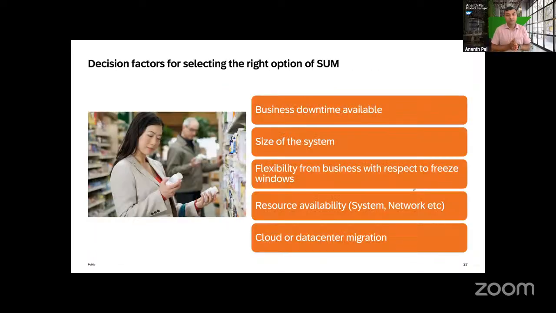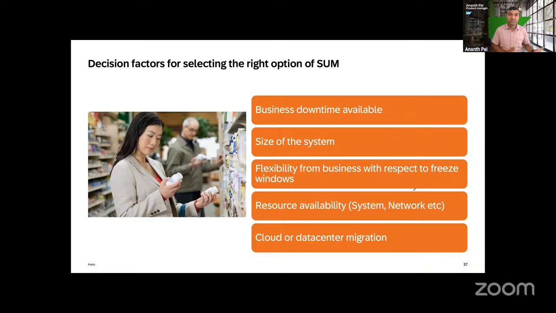Now, we have talked about multiple options. Now, there would be a question that comes to your mind: what are the decision factors on selecting the right option of SUM? The first and foremost is what is the business downtime available for your system, that decides what to choose and what not to choose. Second is the size of the system. Is it small? Is it medium? Is it big?